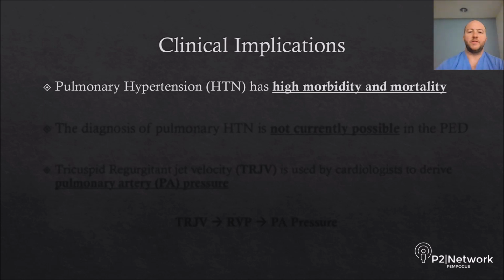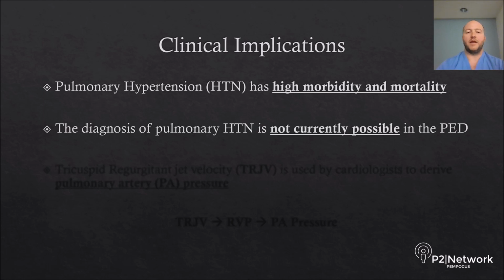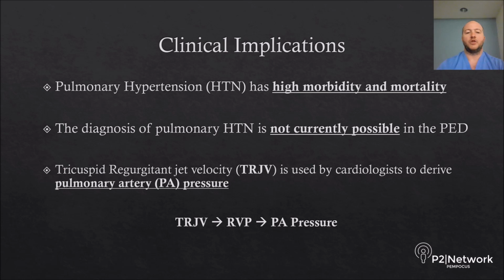I want to take a moment to discuss the clinical implications of the TJRV measurement. Pulmonary hypertension has high morbidity and mortality. The diagnosis of pulmonary hypertension is not currently possible in the pediatric emergency department setting. Tricuspid regurgitant jet velocities are used by cardiologists to derive a pulmonary artery pressure. The TJRV acts as a surrogate for the right ventricular pressure, which then acts as a surrogate for the pulmonary artery pressure.